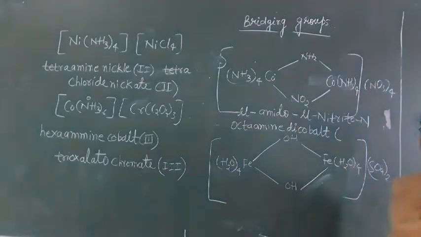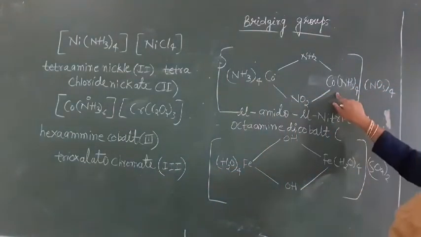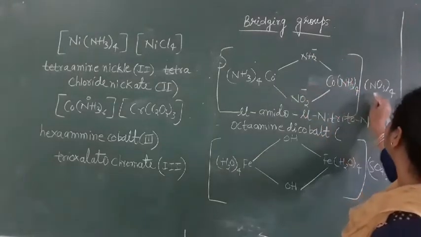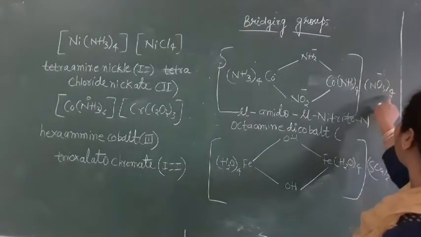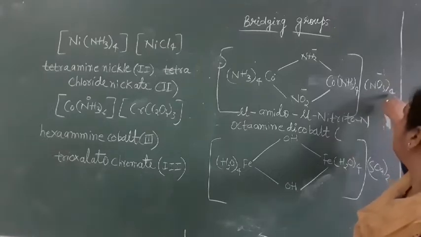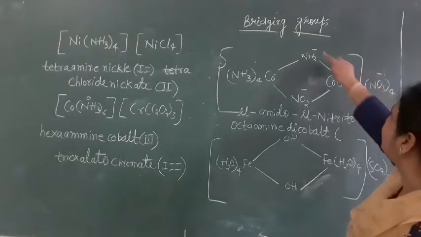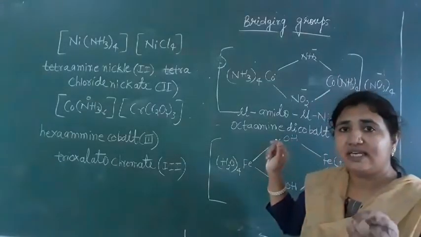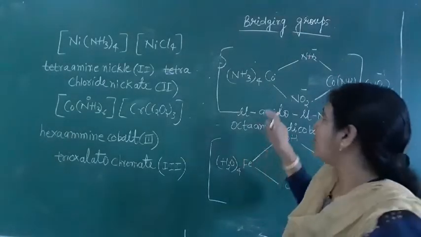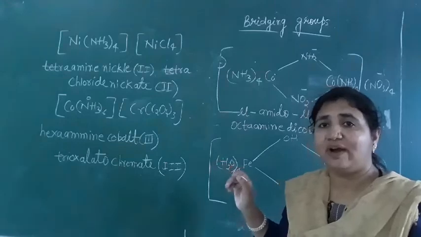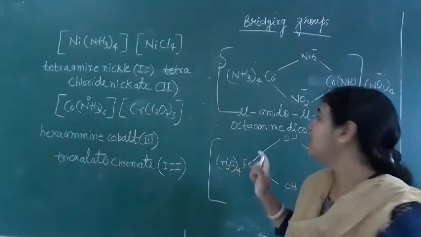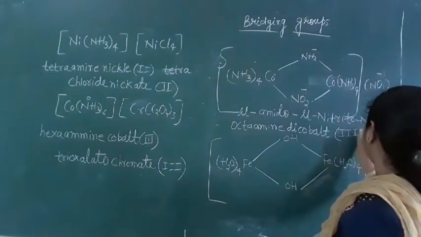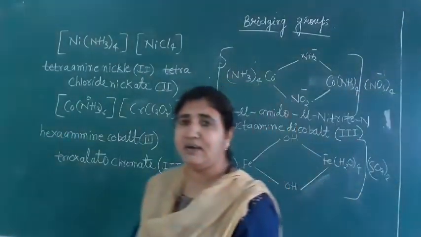Now the oxidation number, what will it be? See here, we have NH2 minus, this is NO2 minus, this is NO3 minus 1. How many are there? 4 are there. So 4 minus, 5 minus, 6 here. Totally minus 6 charge. So minus 6 divided by what? 2 you have to do. So we will get what? 3. So the cobalt oxidation state will be 3 here. Like this you have to find out the oxidation number.